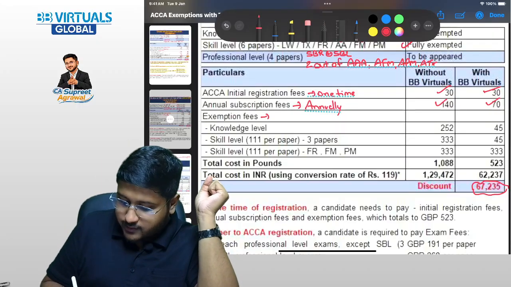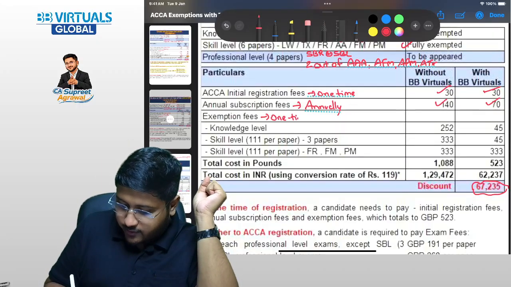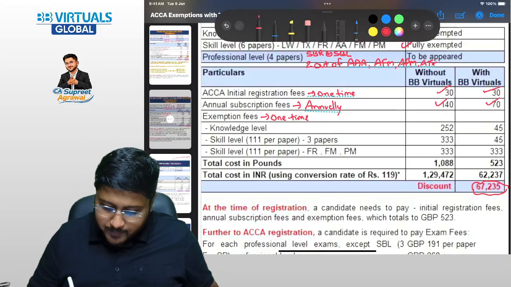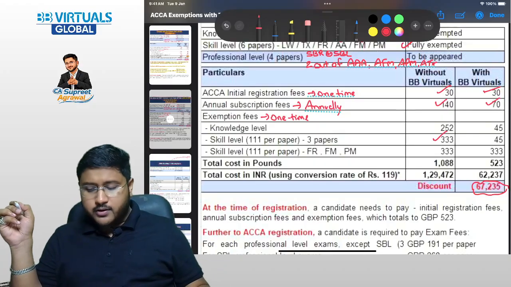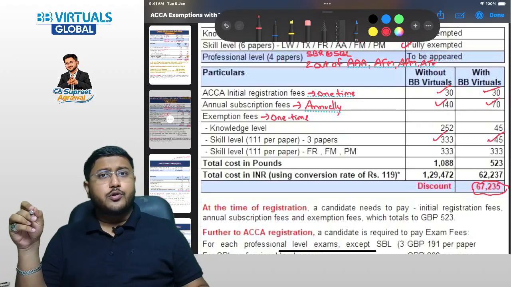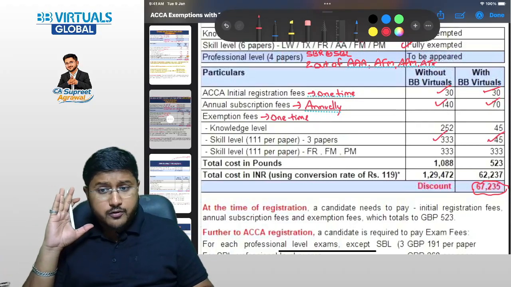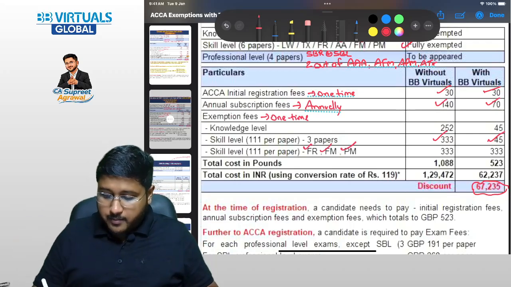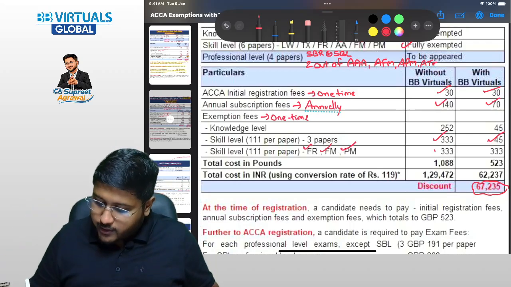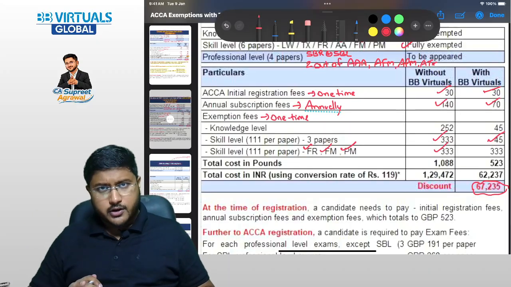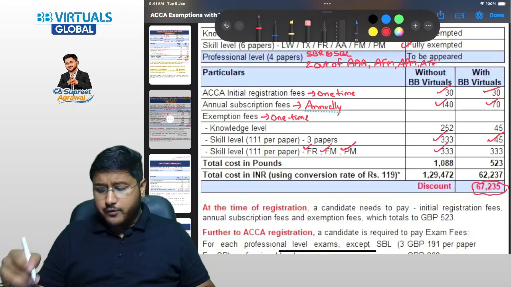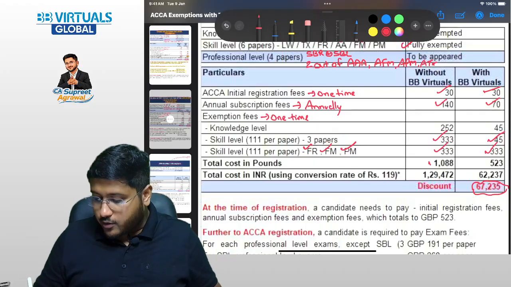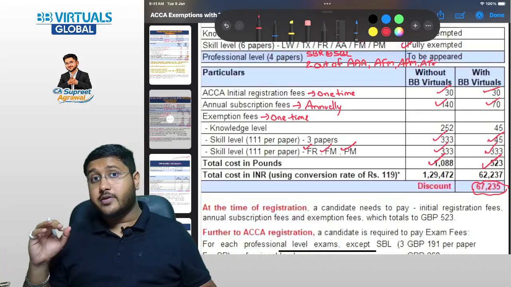Then the exemption fees, this is again one time, and please try to understand it very, very well here. See, when we talk about the skill level, the three papers are going to be at 333 pounds. However, with us, you are going to get a huge discount and it's going to cost you only 45 pounds. But for the other three papers, that is FR, FM and PM, you have to incur 111 per paper, that is 333. Along with that, you get no discount on these three papers. So total cost in pounds comes to 1088, but if you go with us, it comes to 523 only.